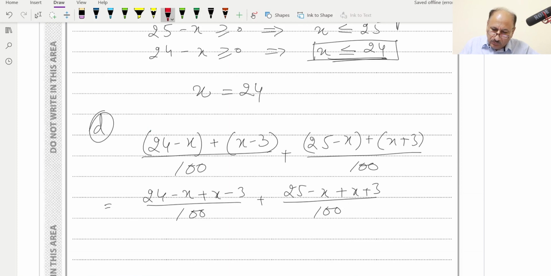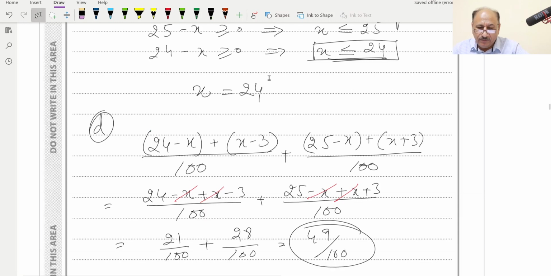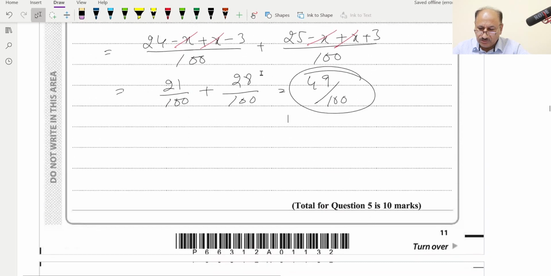Now we can do cancellations. This will be cancelled, this will be cancelled, and the remaining will be 24 minus 3, which is 21 over 100, plus 25 plus 3, which is 28, so 28 over 100. This will be equal to 49 over 100, and this will be the required probability which we have calculated. And this was D part.